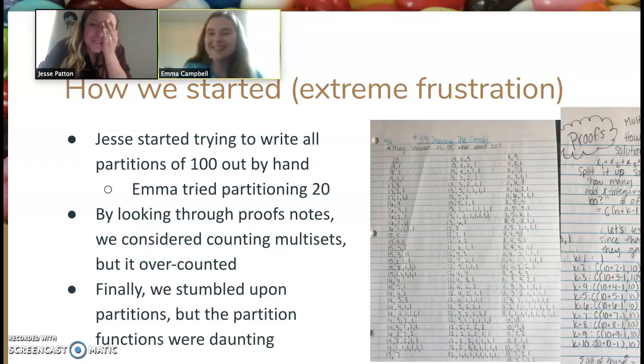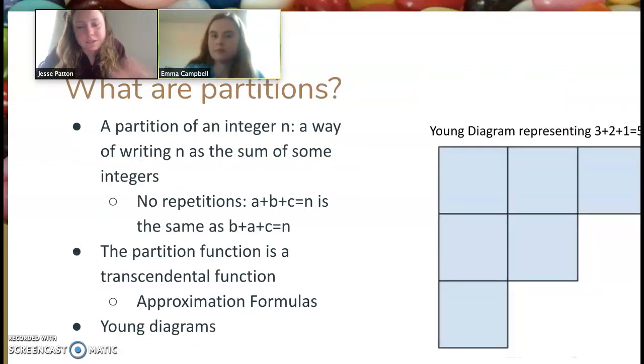And Emma was looking through her proof notes, and we considered counting multi-sets, but then they overcounted the actual number, and we stumbled upon a thing called partitions, which was also still daunting, but is an interesting way to look at this problem. Those of us who are in abstract algebra have obviously heard about partitions, because we've talked about cosets and how they partition the group and stuff like that.